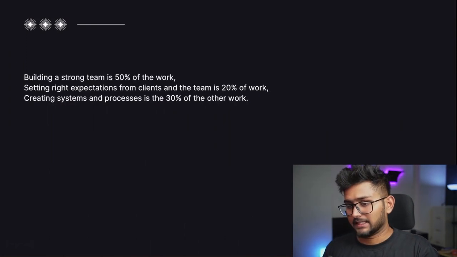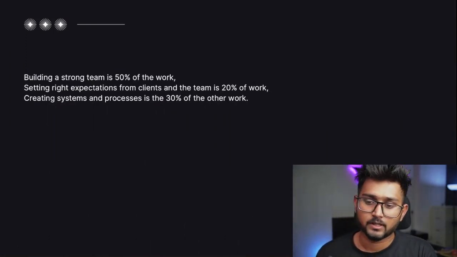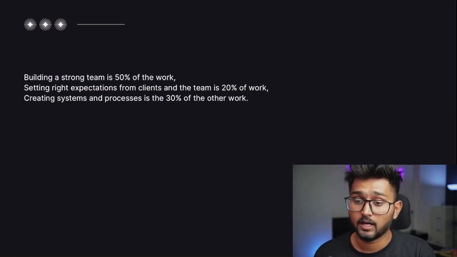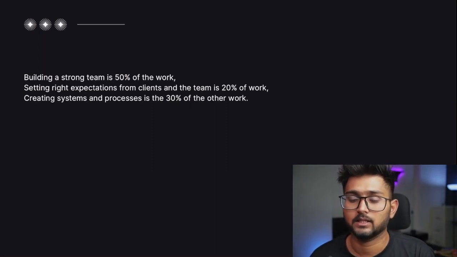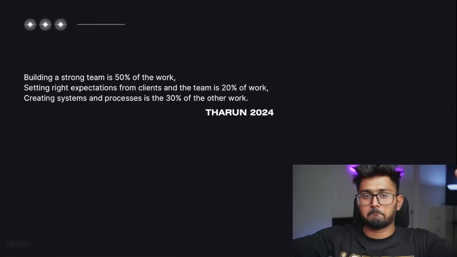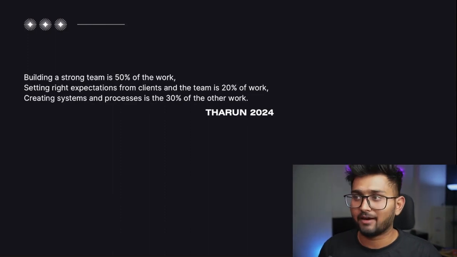So again, coming back, building a strong team is 50% of the work. Setting the right expectations from the client and the team is 20% of the work. Creating systems and processes is the other 30% of the work. This is a quotation by Tharun 2024. So yeah, these are some things that you have to take care of.